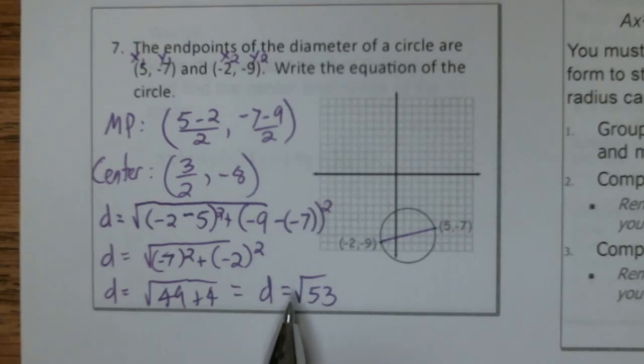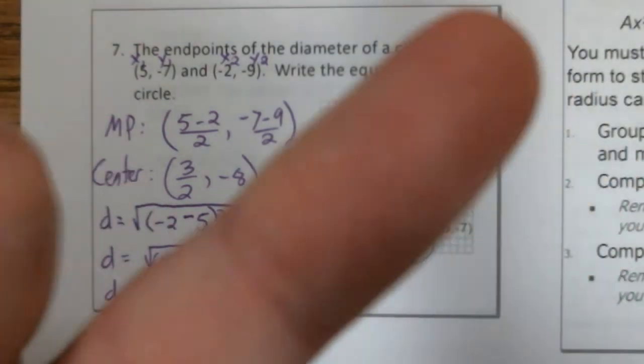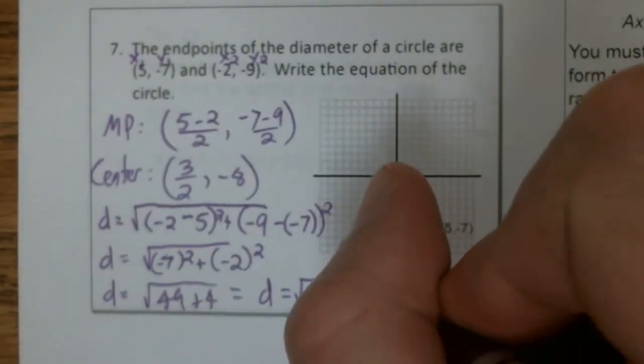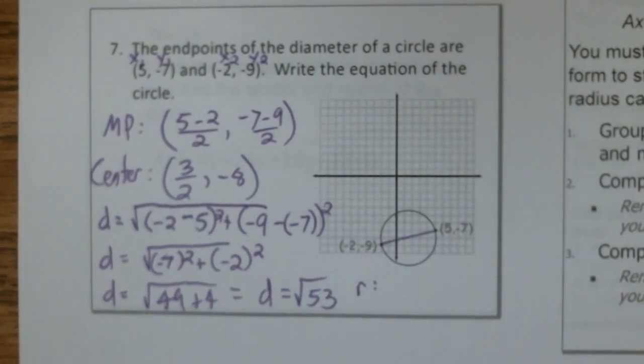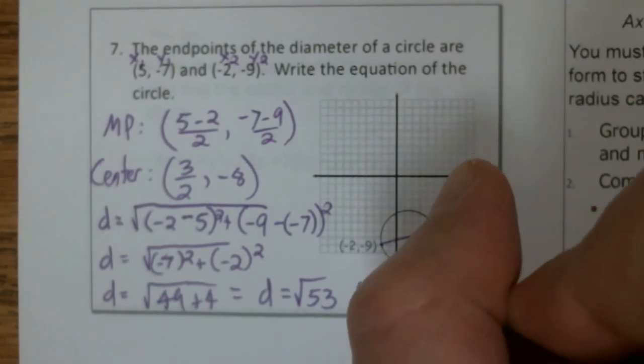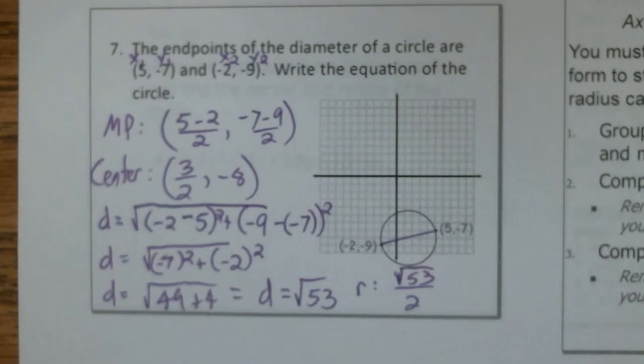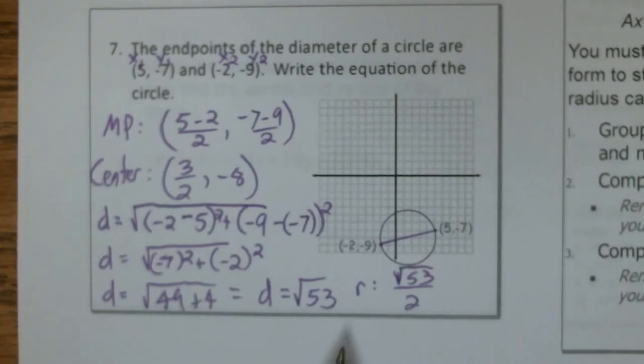I don't want the diameter. I need two things for a circle: I need the center, I need the radius. How do I find the radius? I'm just going to cut that in half. So the radius is the square root of 53 divided by 2. Square root of 53 over 2. Okay, got the radius. Now I've got the center and I've got my radius.